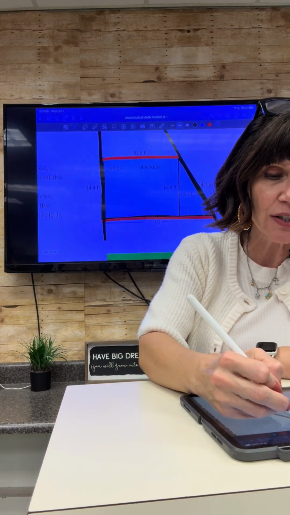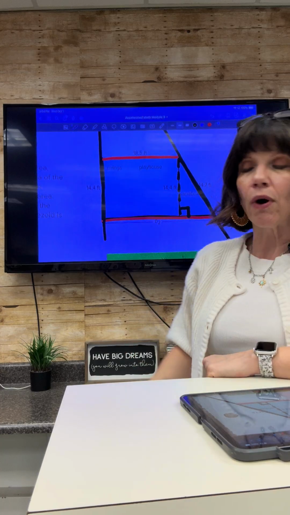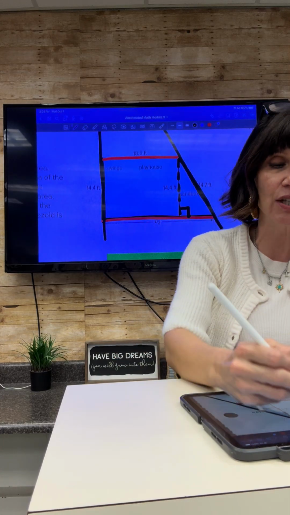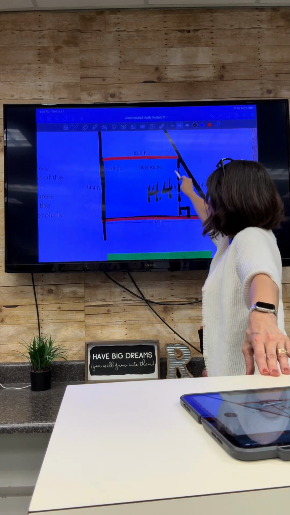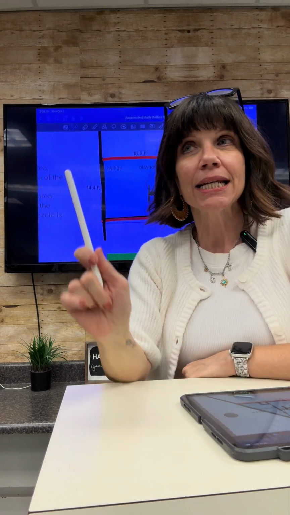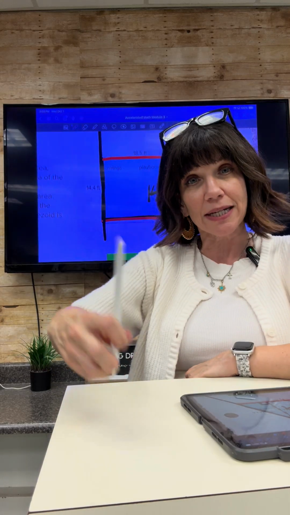Also, a little side note, do you notice this straight line here with a little right angle sign here? And then beside it, it says 14.4. What is this measurement, class? What is it considered? The what of the trapezoid? Height. The height is always measured not by a slanty line, but by a line that runs perpendicular from top to bottom, or base to base.